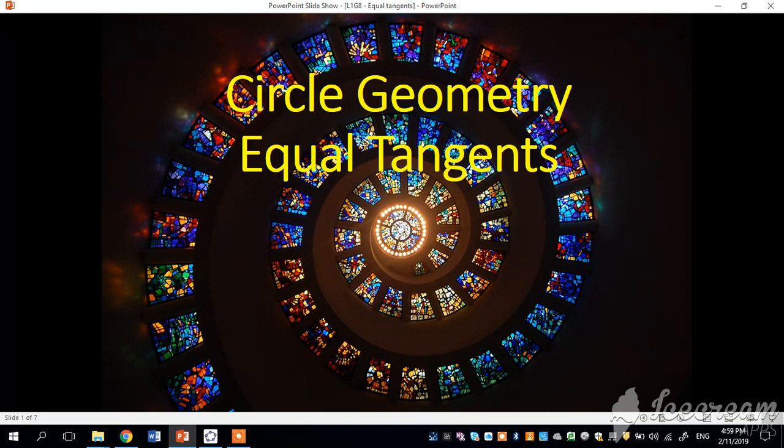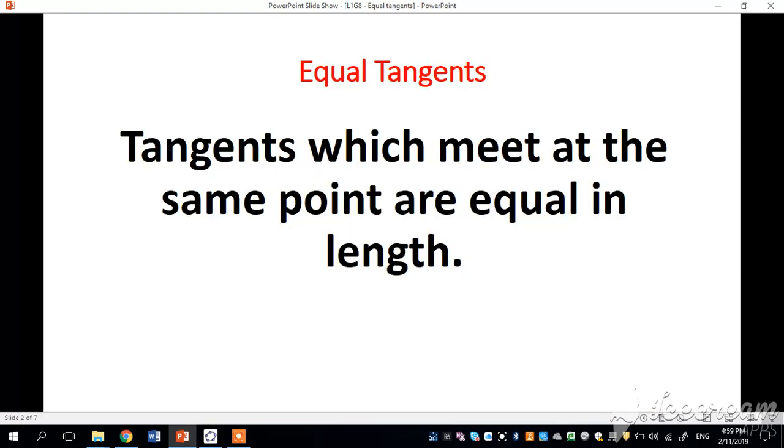This could be our last video. I haven't decided if we're going to just have another 1 or 2 videos to wrap a few things up, but most likely at this stage it's going to be our last video, and this video is on equal tangents. Tangents which meet at the same point are equal in length. So let's explain and show you what the heck this is all about.